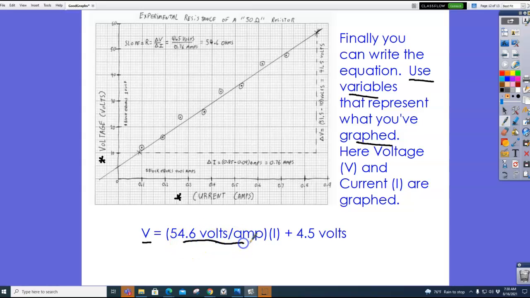That's the slope times the current. I, the symbol for I is current. The symbol for current is I. Plus 4.5 volts. That's what I read the y-intercept to be. Got it? It has units in it. It does not have x and y. It has relevant variables that tell you something about what you graphed.